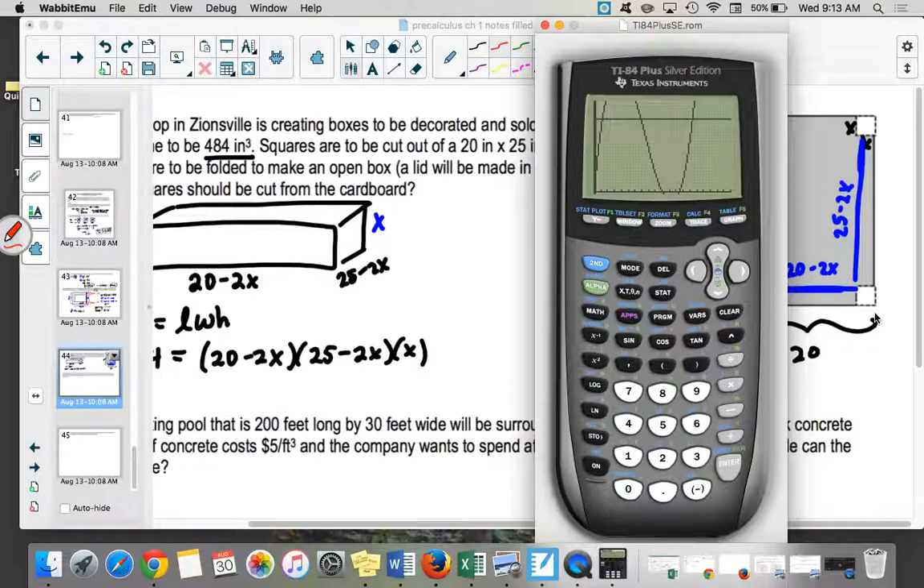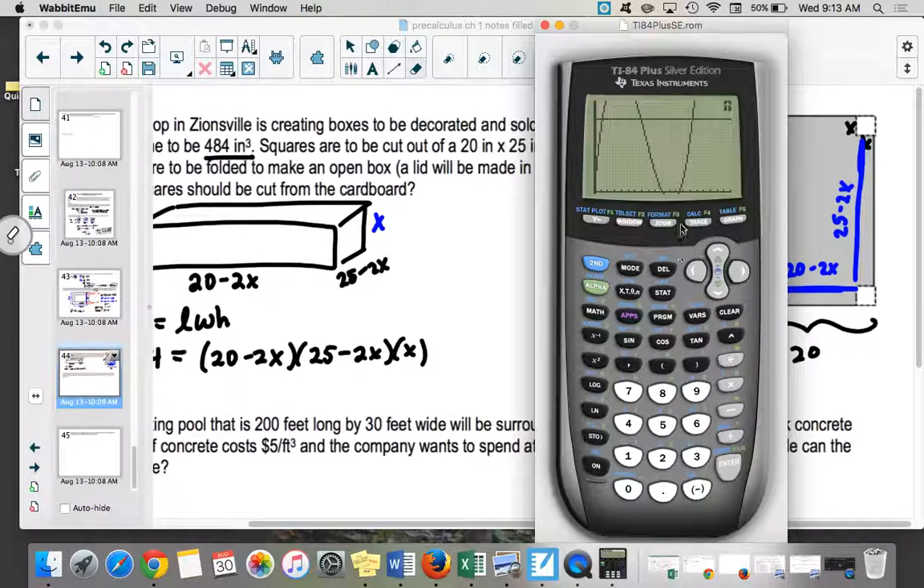So if we have 20 here, you can't cut in 10 and in 10 because there's no thickness to the box then. It's just like an envelope then. You would fold it over. So we would want to be less than 10. So let's just find the first 2.